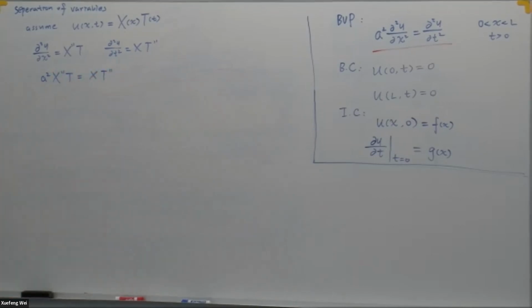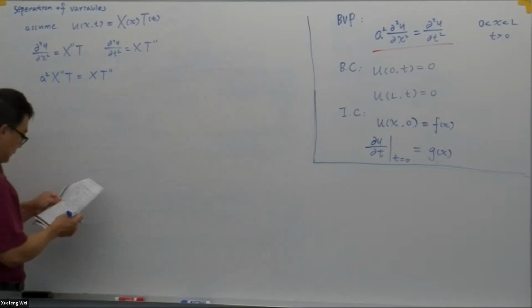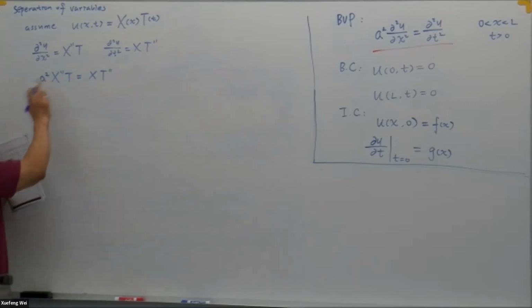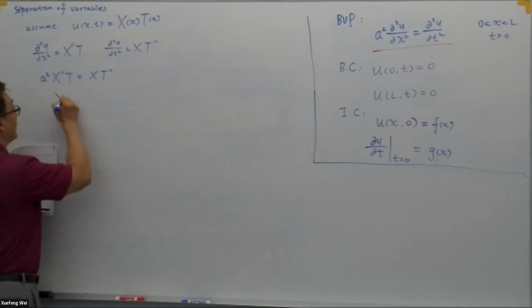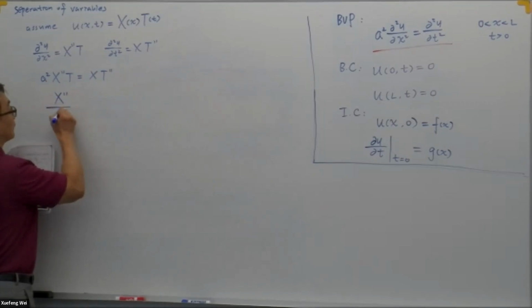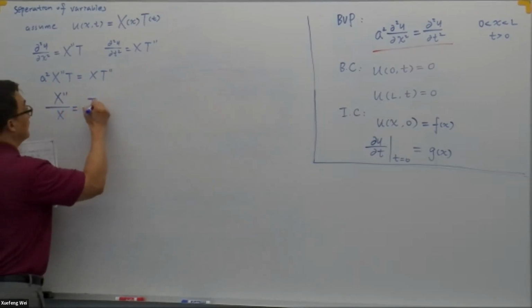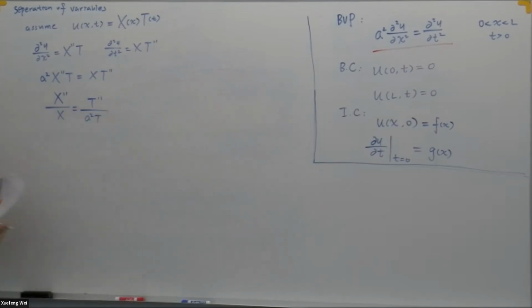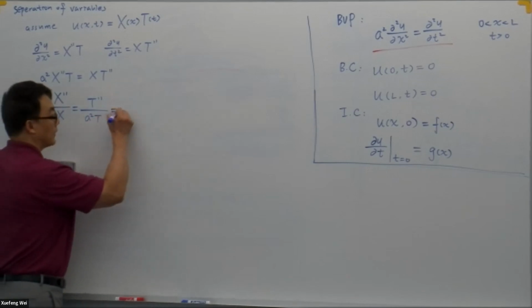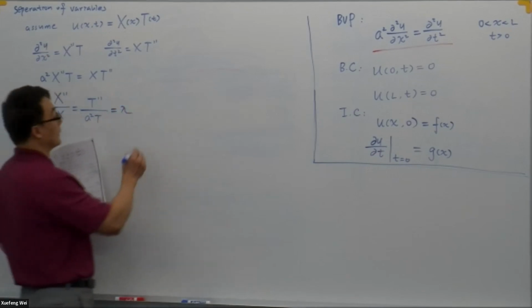And then we separate them. The a squared can be on the x side or the t side. It doesn't matter. So I'm going to put it on the t side. X double prime over X equals T double prime over a squared T. So what should we do next? They have to equal lambda. Lambda is a constant.